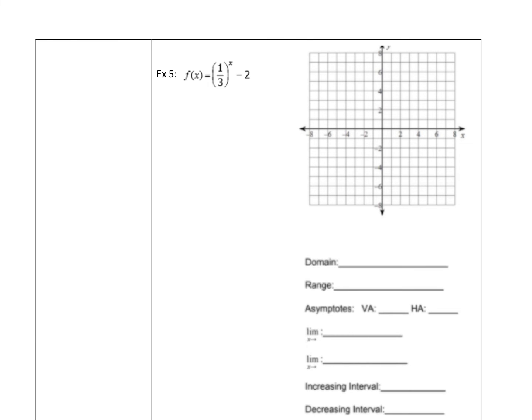Yep, 5, 6, and 7. So I want you to go ahead and do 5 and 6. I'm going to give you about 5, 6, 7 minutes here, and then we're going to do those together and do number 7 together. And we'll call it a day. Let's go ahead and get started.